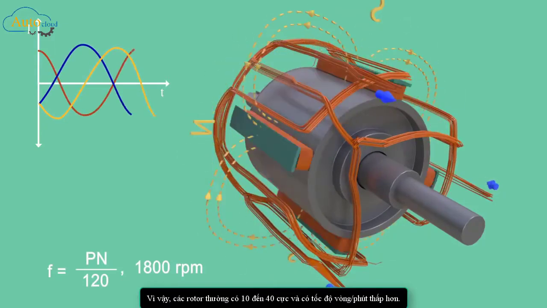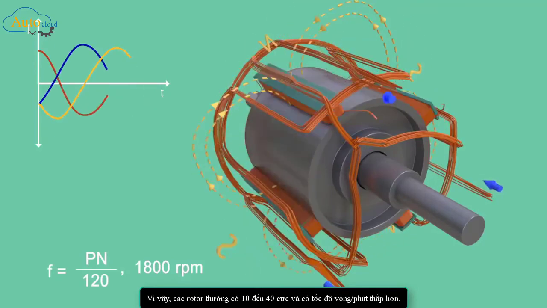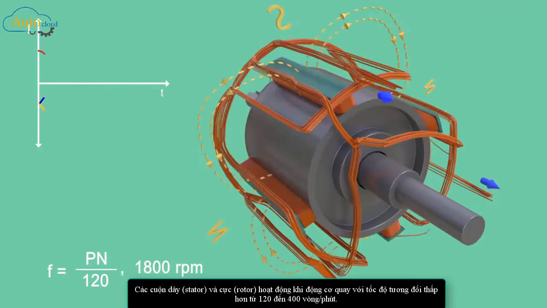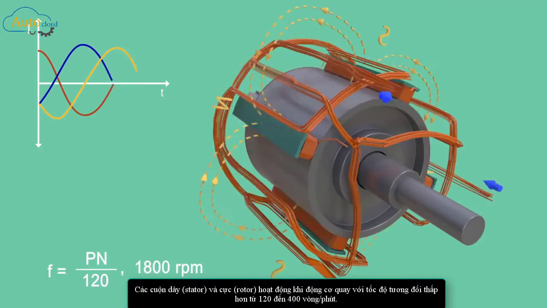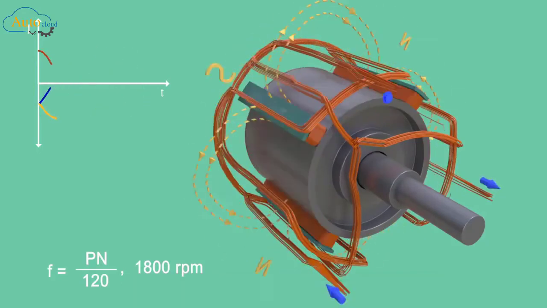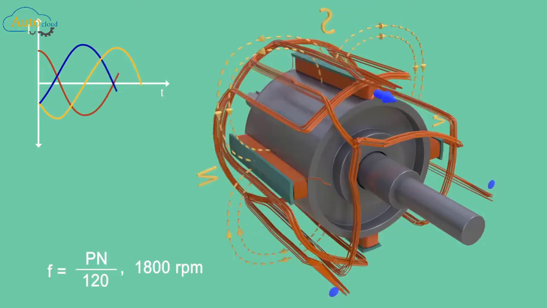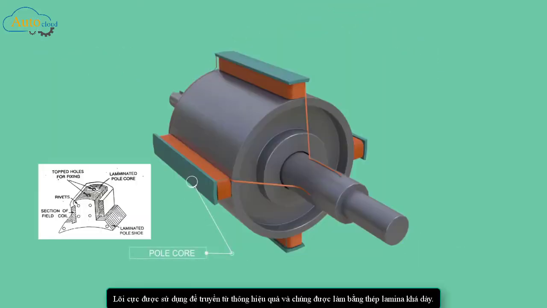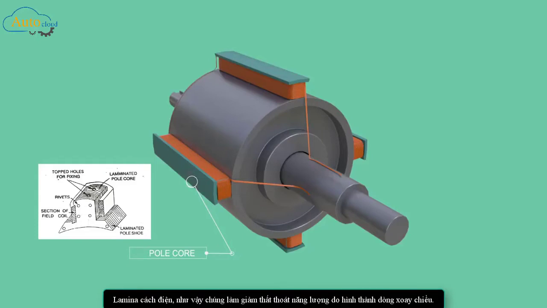So salient pole rotors are generally having 10 to 40 poles, which demands lower RPM. Salient pole rotors are used when the prime mover rotates at relatively lower speed from 120 to 400 RPM. Pole core is used to effectively transfer magnetic flux, and they are made with fairly thick steel lamina. Such insulated lamina reduces energy loss due to eddy current formation.